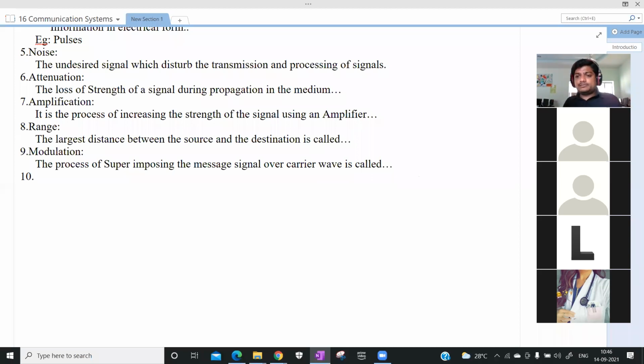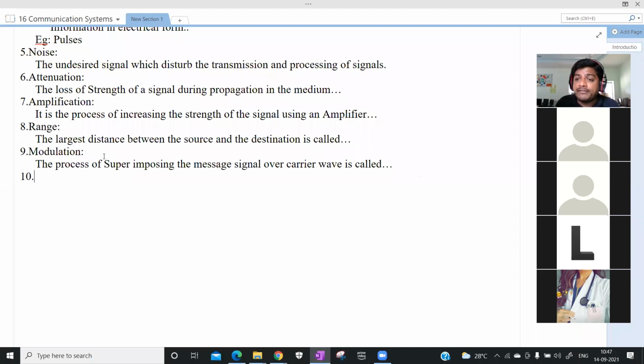What is our aim? Our ultimate aim is to send the message signal to the receiver. How are we sending it? We are superimposing the message signal onto a high frequency carrier wave, so that it can travel faster and there is no loss in the message signal. That's why we are doing modulation. Is it fine?